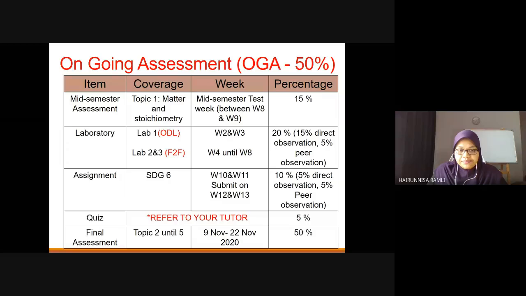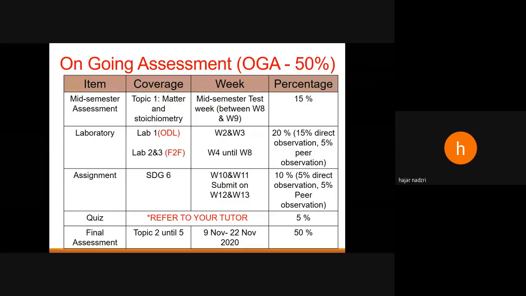So for quiz, 5%, basically quiz ni, saya bagi in general lah. Normally we will do about three quizzes and we will take average quiz. But it still depends on your tutorial lecturer, okay? Your tutor. And then we will have final assessment. Ni kalau previously we call it as final exam lah.